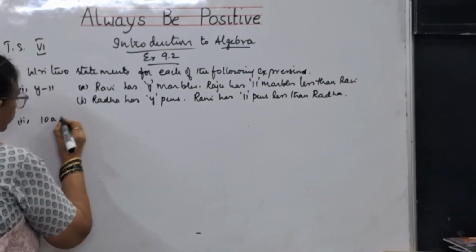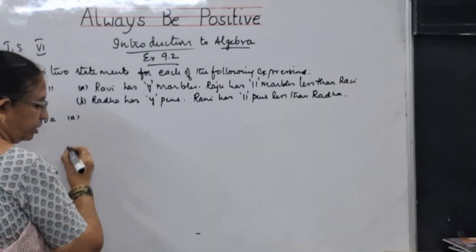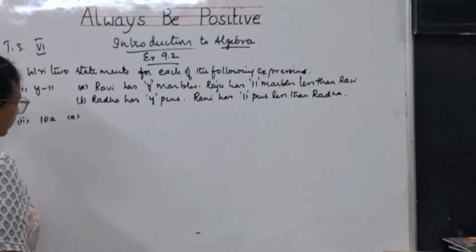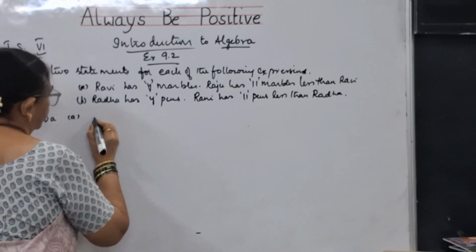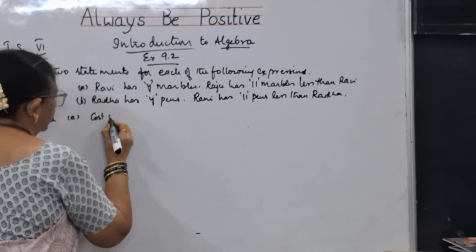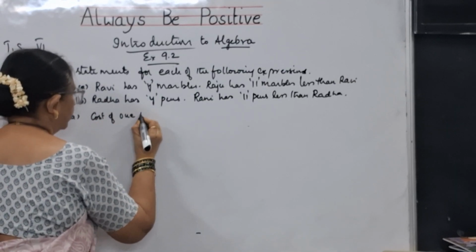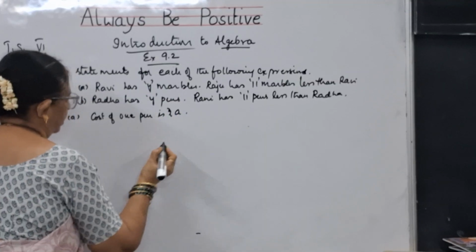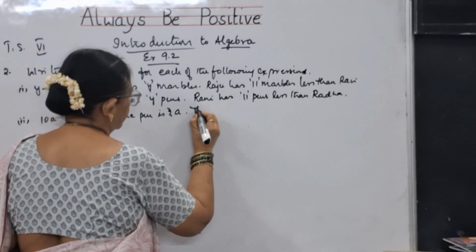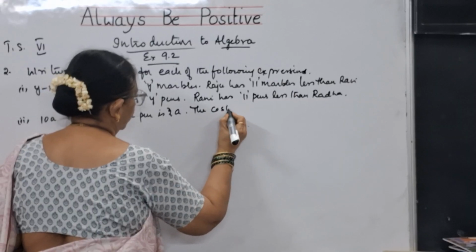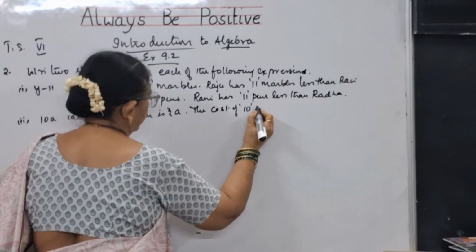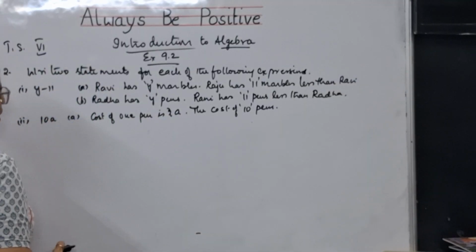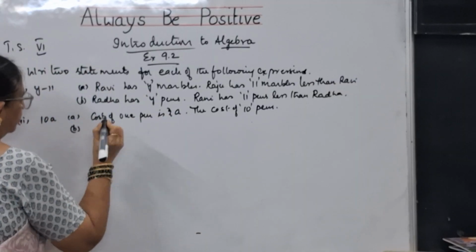10A. So two statements you have to write. 10A. Cost of one pen is rupees A. The cost of 10 pens is 10A.